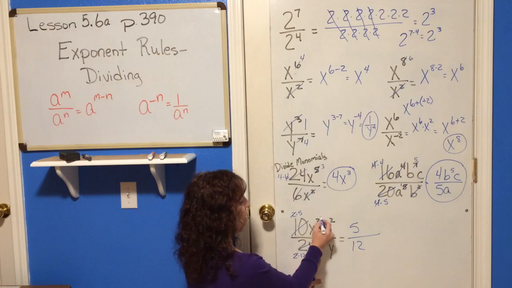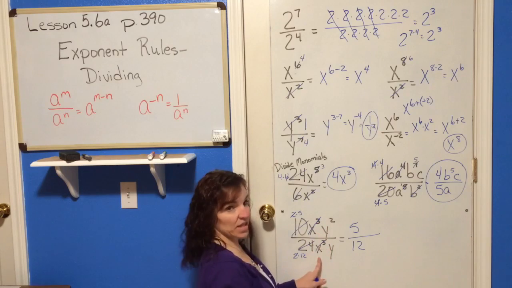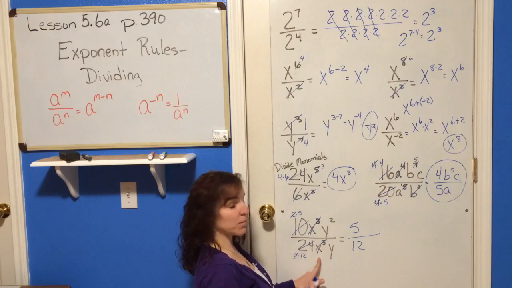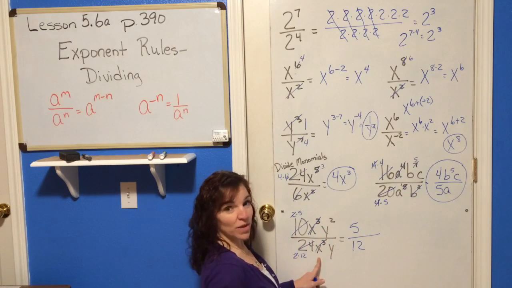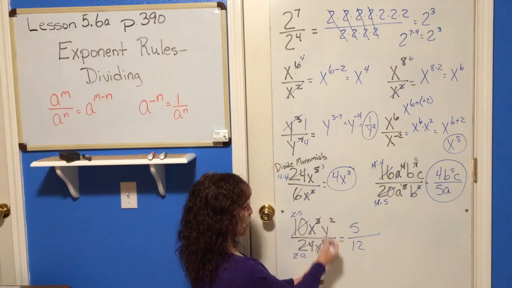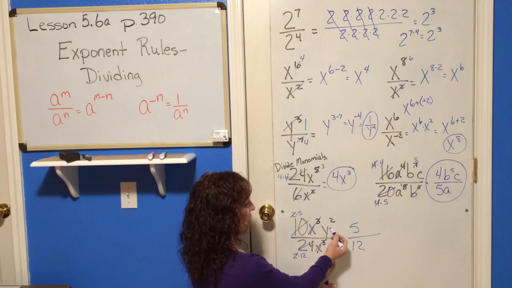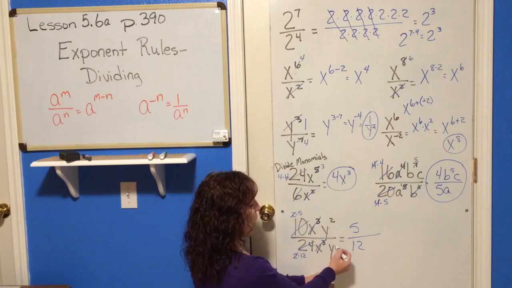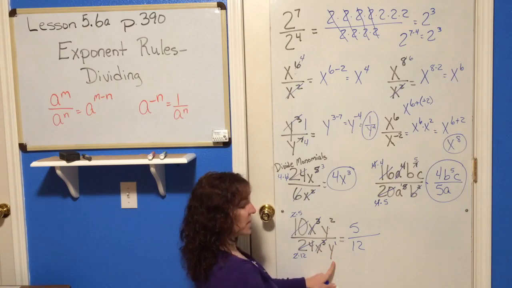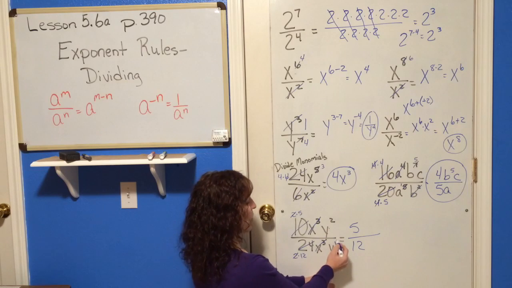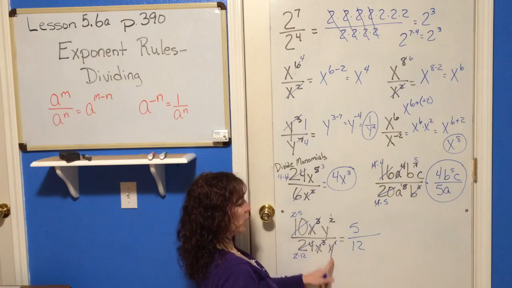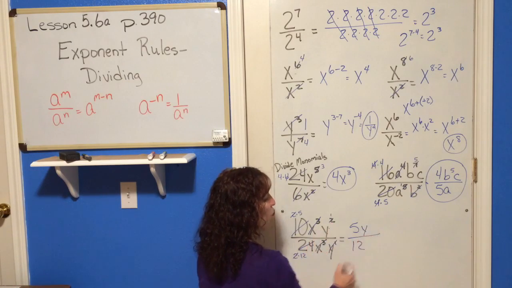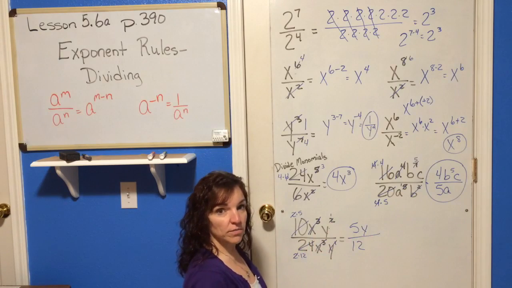My x cubed over x cubed is the exact same, so that's simply going to drop out and be multiplied by 1, so we don't have to put the 1's in there. So x cubed over x cubed cancels out. Then y squared over y. Remember, if you don't see an exponent, it's a 1. Y to the 1 power cancels this one down to just y to the 1. So we just have 5y over 12.